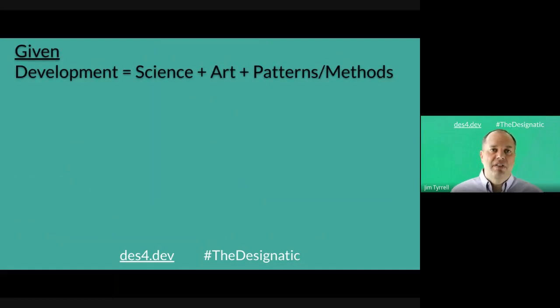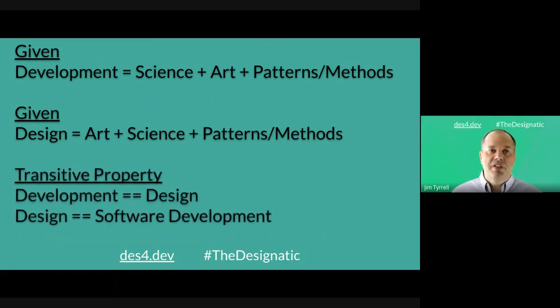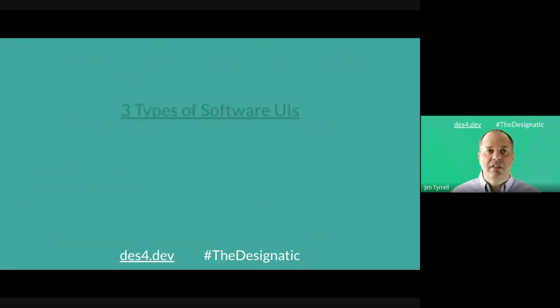One of the things that I love about being a software developer is the art and the science of those two things coming together. And of course, the patterns and methods of software design and delivery. And you know what? Design is the same thing, right? It's the art, science, patterns, and methods also. And by the transitive property, if you bring those things together, development is design and design is software development.